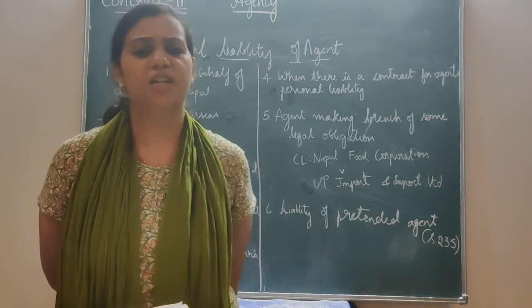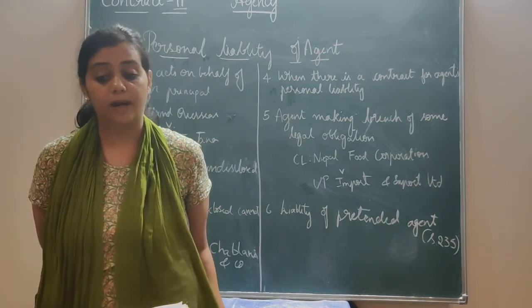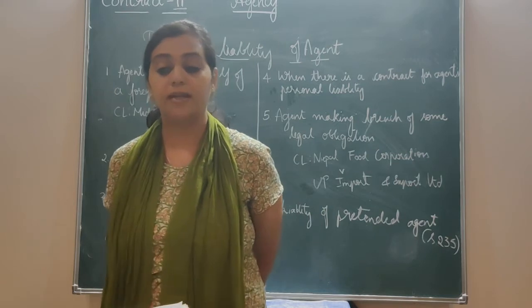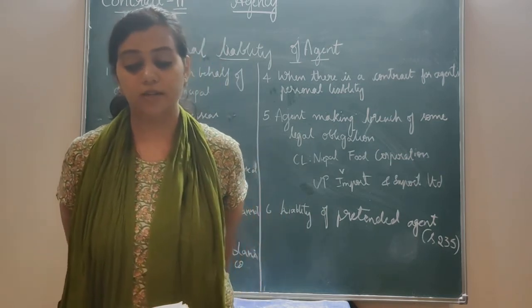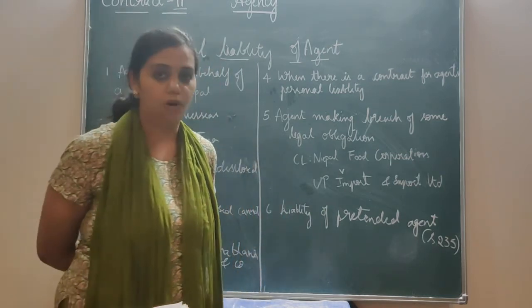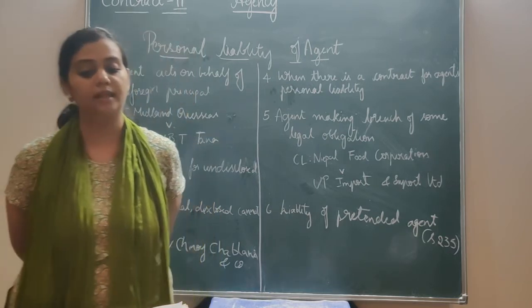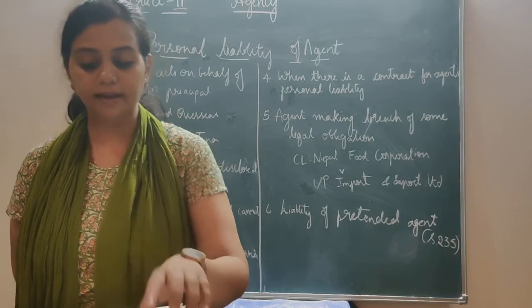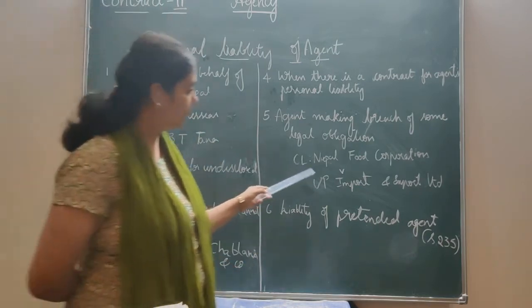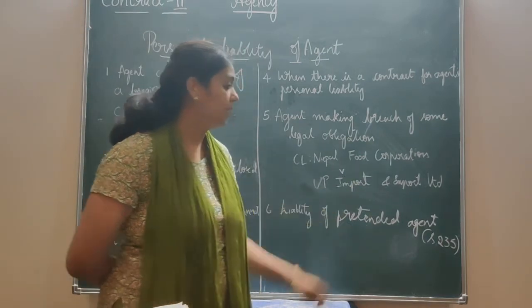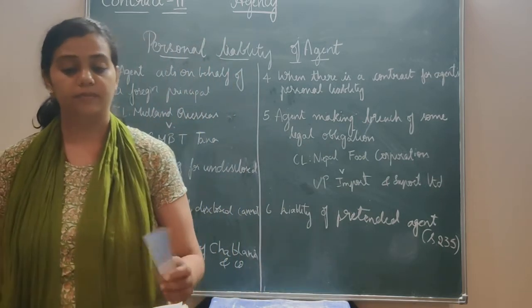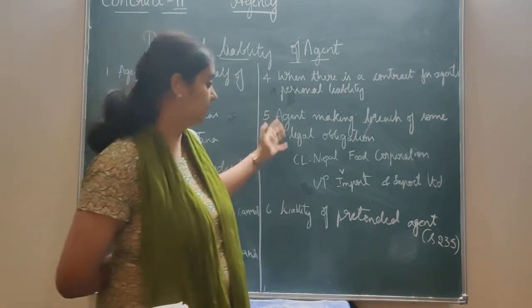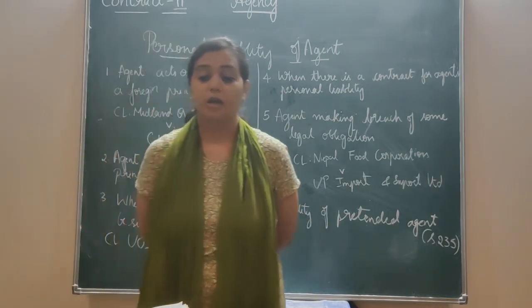Similarly, when the agent commits any tort against the third party, that also creates personal liability in consequence of his actions. So whatever he has committed, he becomes personally liable. Now, we'll take a case law for this, that is Nepal Food Corporation versus UP Import and Export Limited. This is a simple case which makes you understand this point.